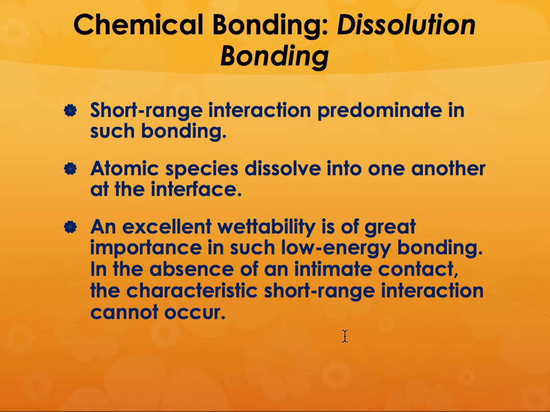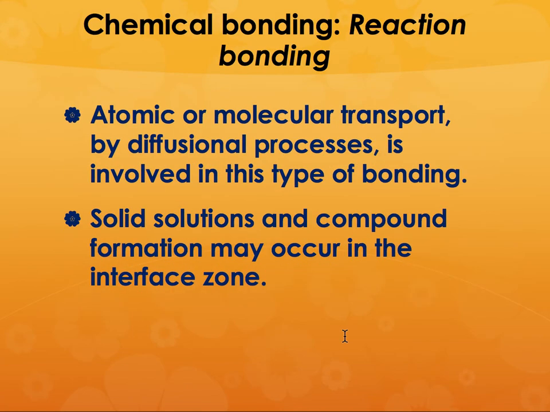And when you have those kinds of bonds, short range interaction will predominate the chemical bonding between the matrix and the fibers. And the atomic species will dissolve into one another at the interface. And you also want to create the best bonds between the matrix and the fibers as possible. And so chemical bonding is the number one way to do that, and mechanical bonding is the number two way to do that.